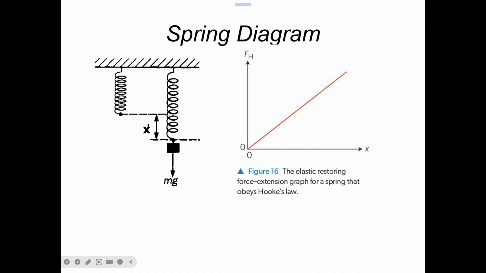Proportional. If you double the x, if you double the extension, then the force is doubled. The restoring force would also be doubled. Okay, that is Hooke's law.